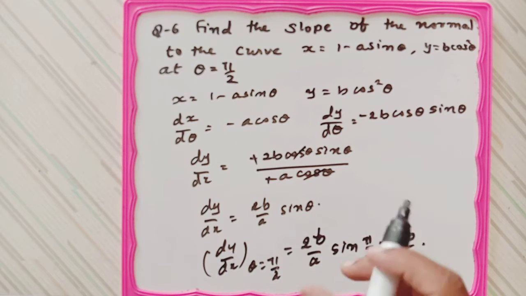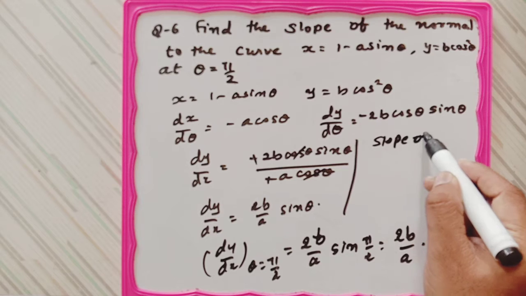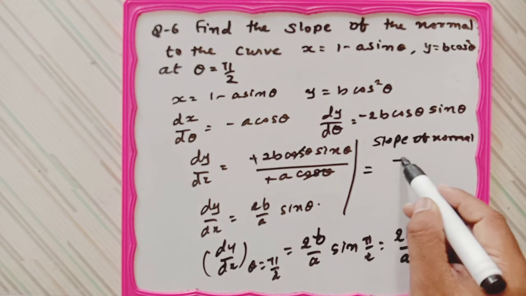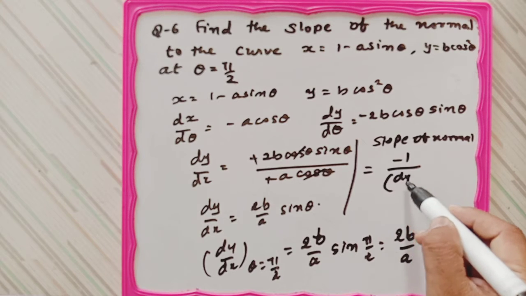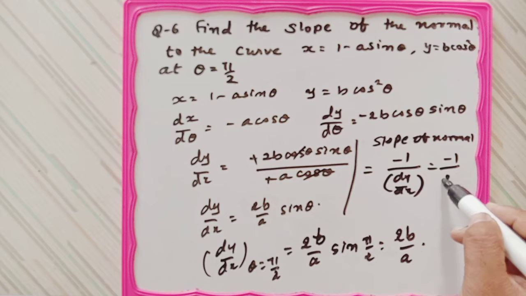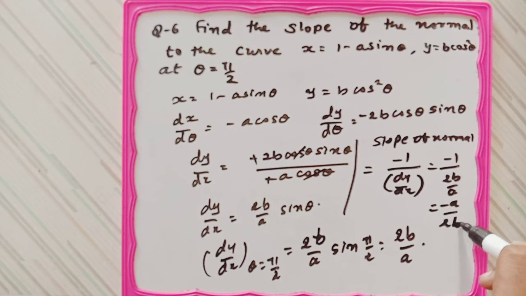Now we want the slope of the normal, and so slope of normal equals minus 1 upon dy by dx, and so minus 1 upon 2b by a, and so the final answer will be minus a by 2b.